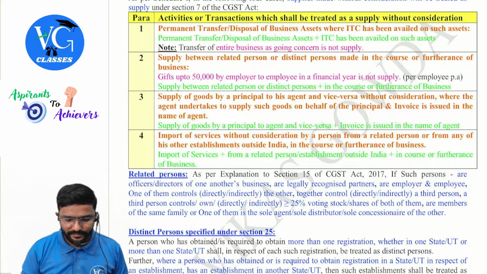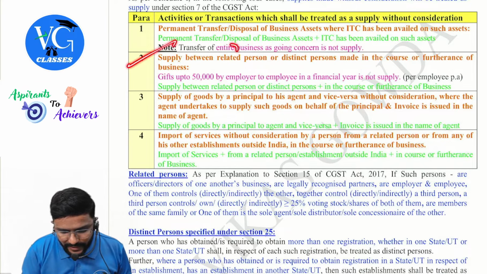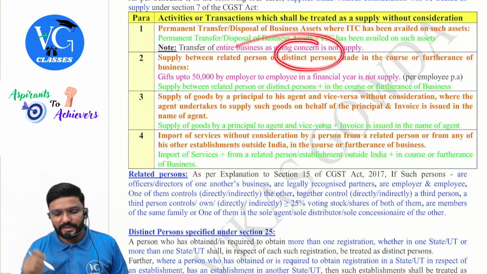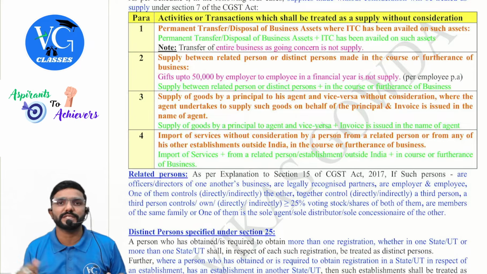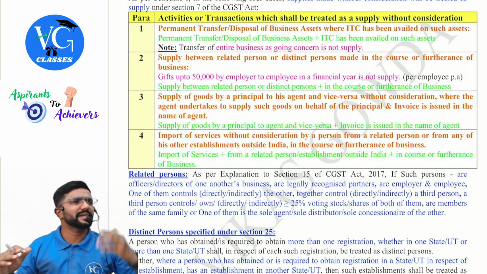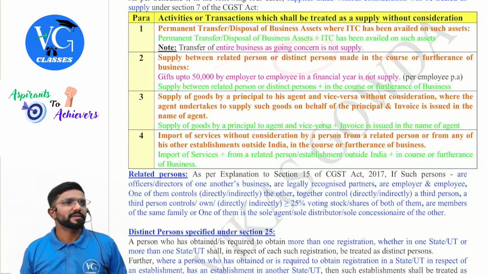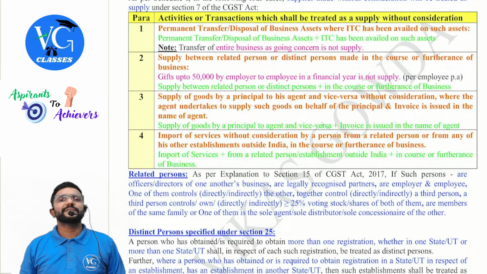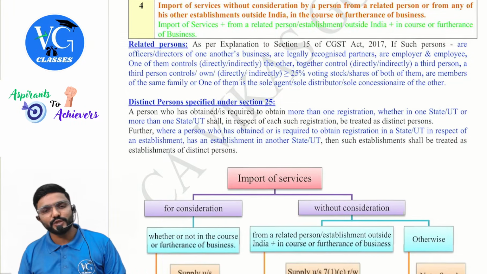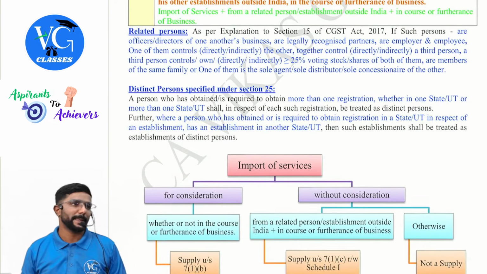Next. Supply between related persons or distinct persons made in the course or furtherance of business. Now, if the supplier and recipient are related, or they are distinct persons, and the supply is made without consideration in the course or furtherance of business, is it a supply, sir? Yes. Now it is important for us to understand who is related, who is distinct.